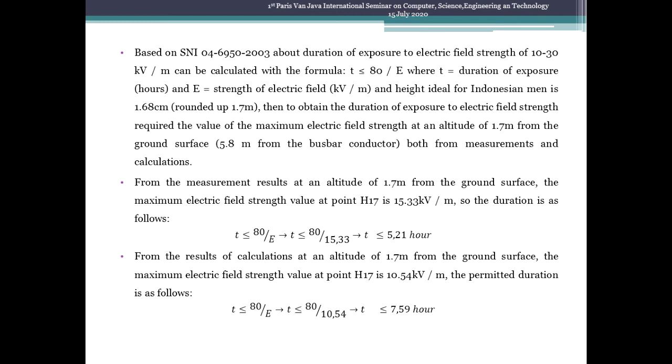Time less than 5.21 hours. From the calculation result, at an altitude of 1.7 meter to the ground surface, the maximum electric field strength value at H17 is 10.44 kV per meter. The permitted duration is as follows: time less than 7.59 hours.